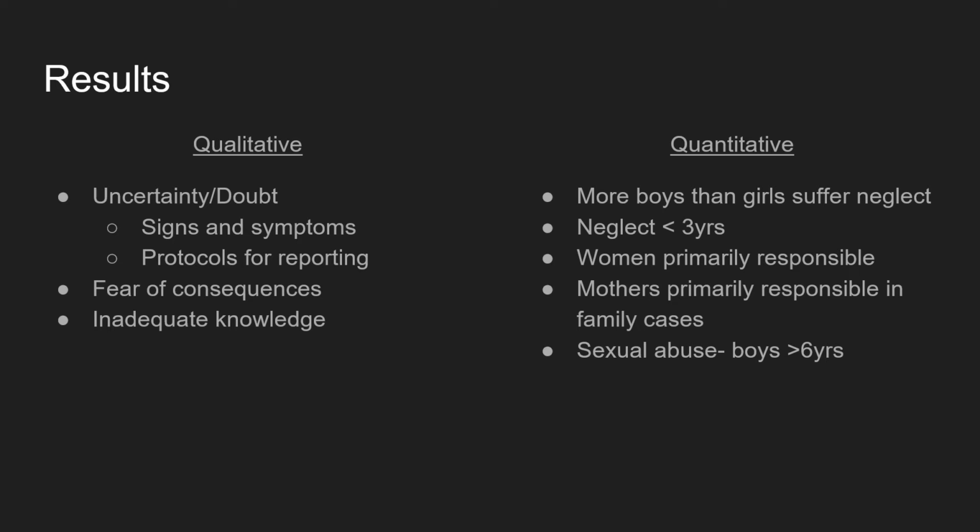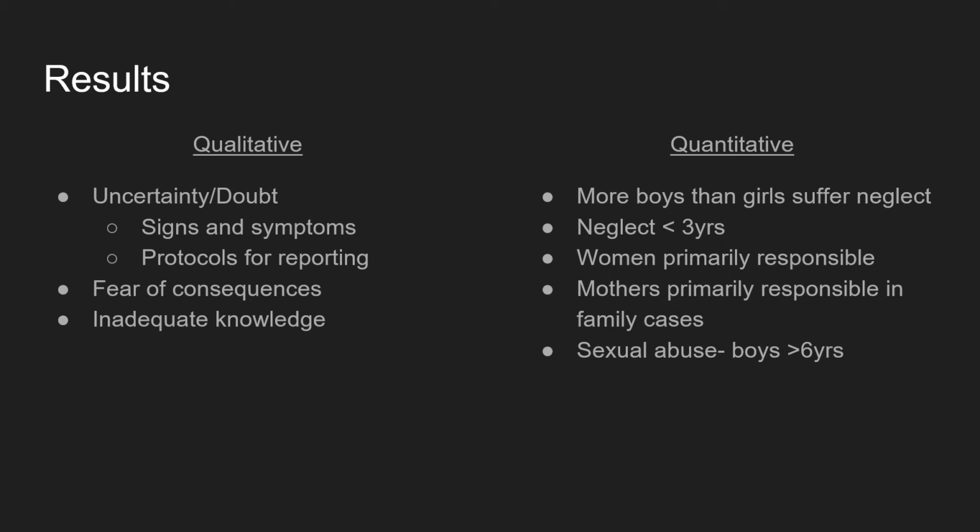Another article focused more on identifying the patterns of gender and age in child abuse. This study revealed that more boys than girls suffer neglect. About 41% of those that do suffer neglect are 3 years old or younger, because at that age there are more needs to be met. Sexual abuse usually occurs in boys 6 years old and up, and approximately 68% of the time, women are responsible for the abuse, which is interesting because you wouldn't think that the women would be the aggressors.